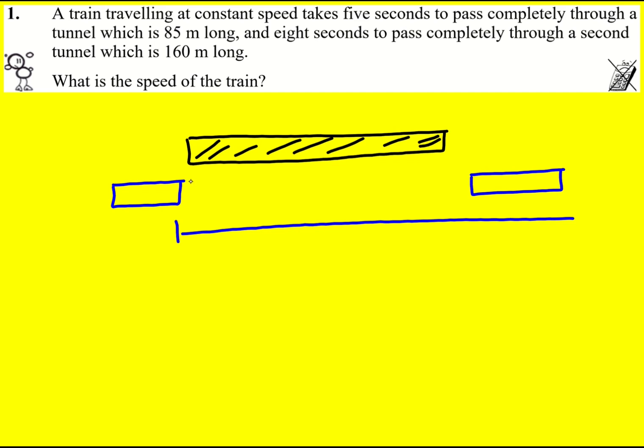Because look at the front, okay, it's got to travel the length of the tunnel, but then it will just be here, it'll still be inside. But it's got to then travel the length of the train to get on the outside. So that's something to bear in mind.